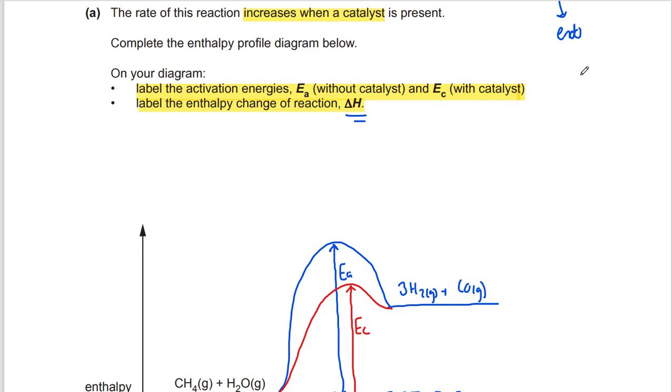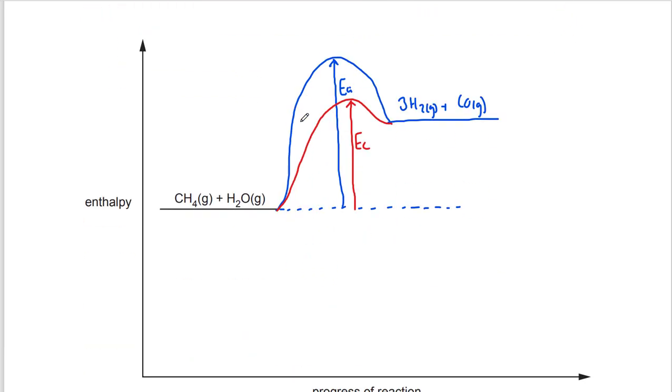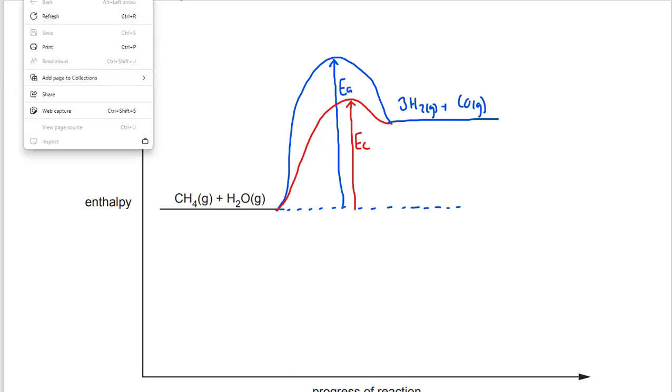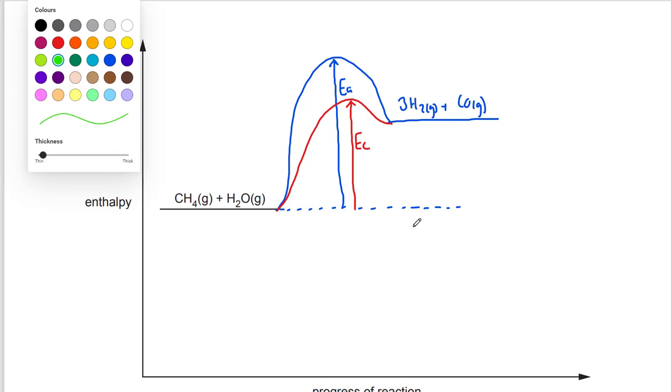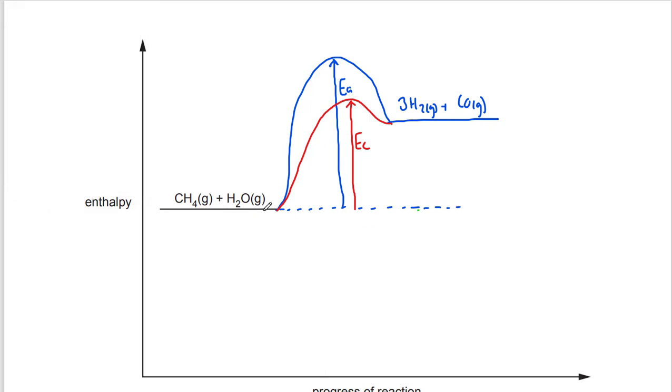The only other thing, so that's that done. Label the enthalpy change of reaction delta H. We can do that nice and easy. Let's get a third color. Let's just get green, why not? Now delta H starts from the reactant line, goes to the product line. So we start here and it should be a straight line again.